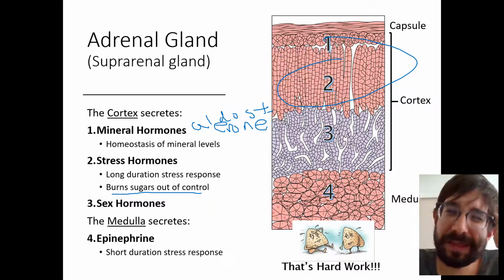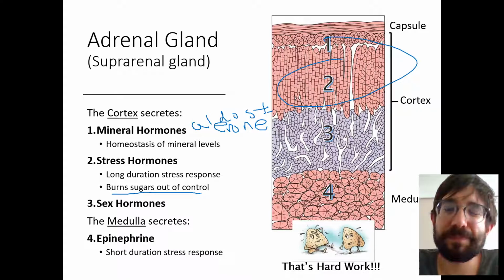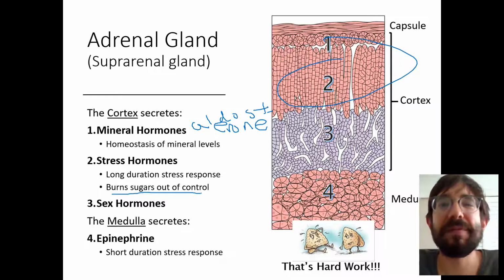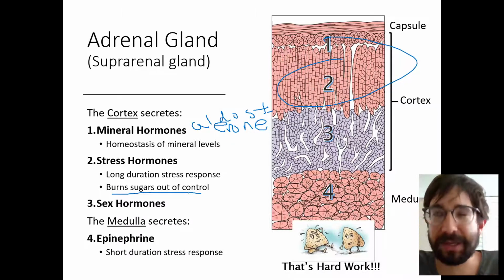But if the stressor is mostly psychological, you don't really need that extra energy to be burned. So there's a lot of health consequences to chronic stress because of this burning of sugar. Your body does all kinds of weird stuff with your energy sources. And you can get little lumps of fat showing up places, and chronic stress is pretty bad news.